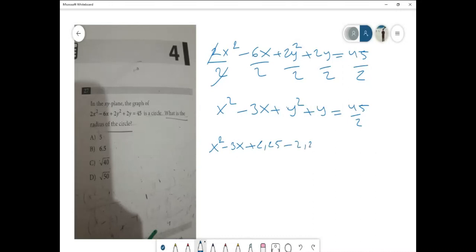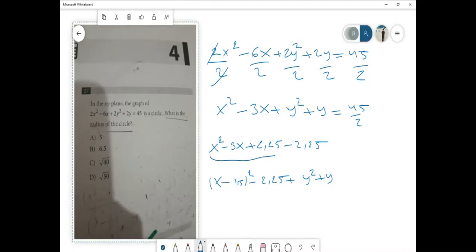Now, I'm taking all x's here, x squared minus 3x. What is half of 3? It is 1.5. What is 1.5 squared? It's 2.25. I'm adding it, and I am also subtracting it. So this will make x minus 1.5 all squared minus 2.25 plus y squared plus y.